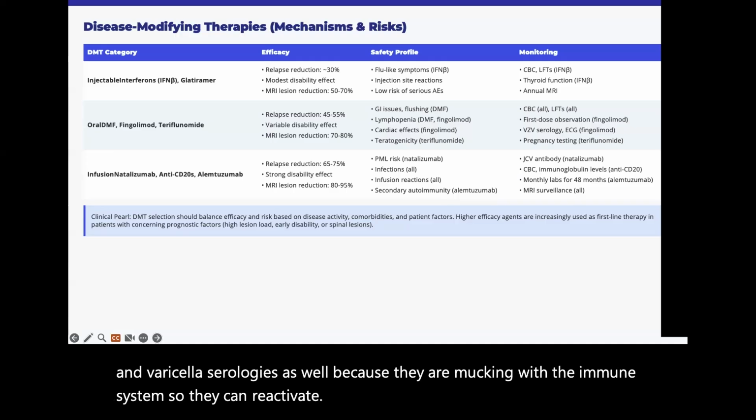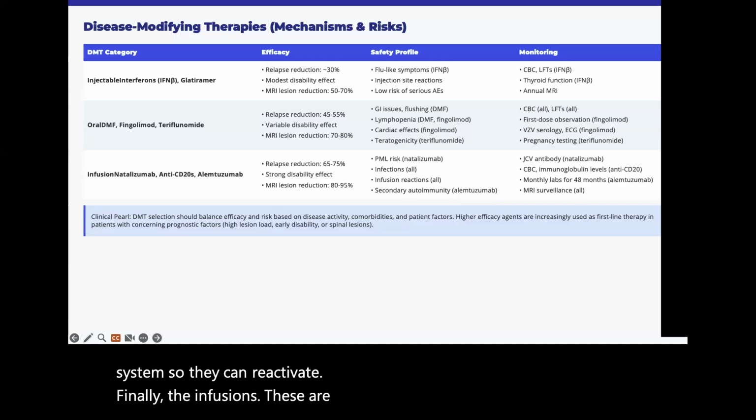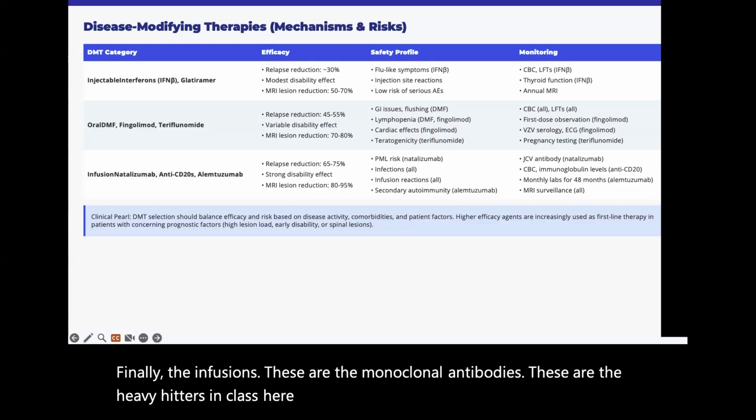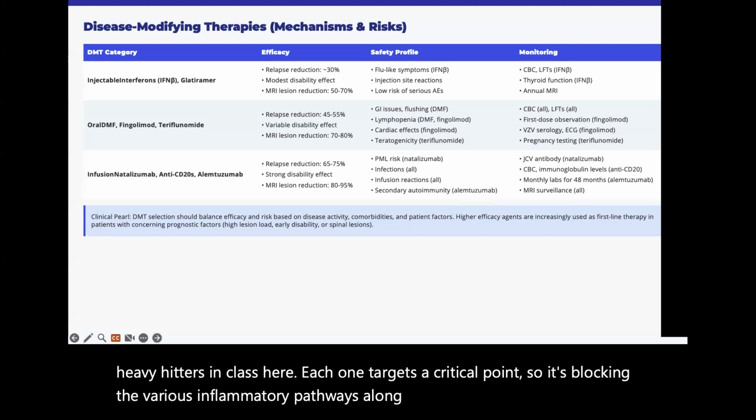Finally, the infusions. These are the monoclonal antibodies. These are the heavy hitters in the class. Each one targets a critical point, so it's blocking the various inflammatory pathways along the way. And that's all I want you to know about those.